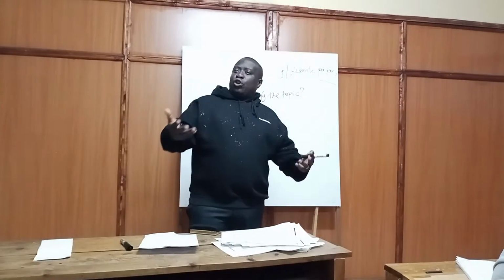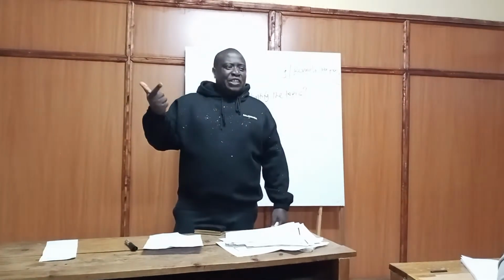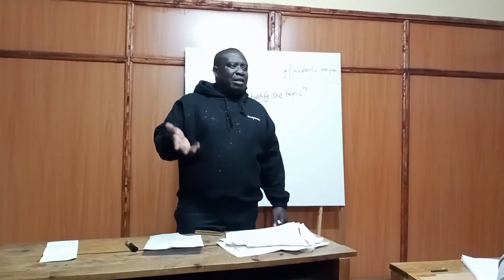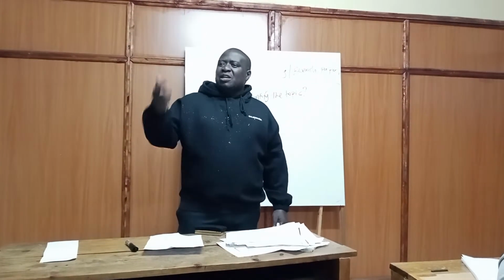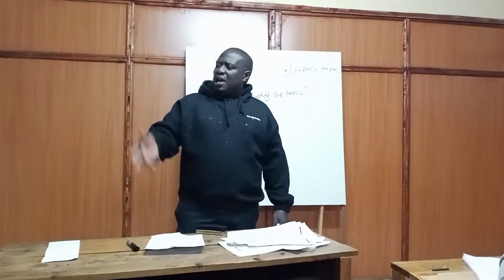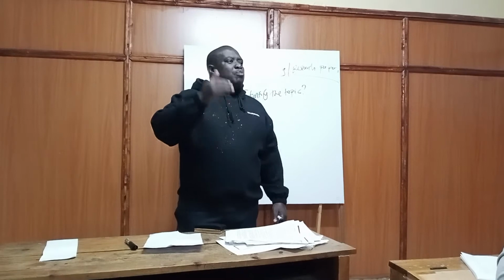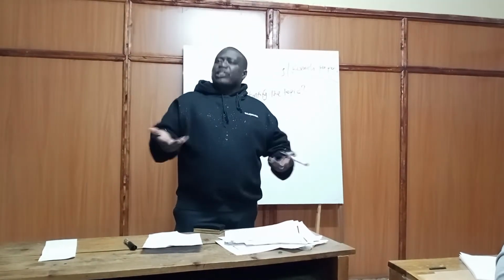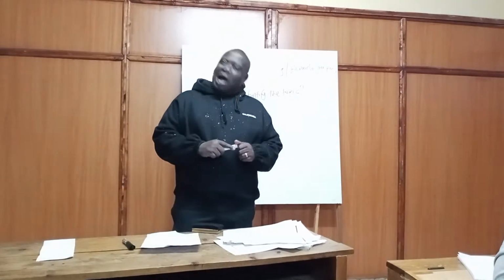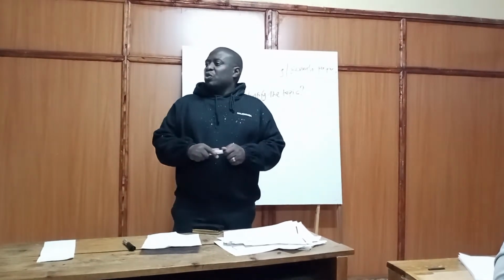Or you can go to the historical books. The historical books are 12, which are Joshua, Judges, Ruth, First Samuel, Second Samuel, First Kings, Second Kings, First Chronicles, Second Chronicles, Ezra, Nehemiah, and Esther. Then there are books that we call poetic or wisdom literature. These books include Job, Psalms, Proverbs, Ecclesiastes, and Song of Songs.